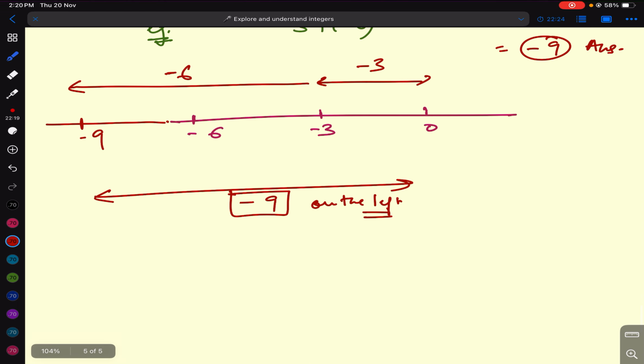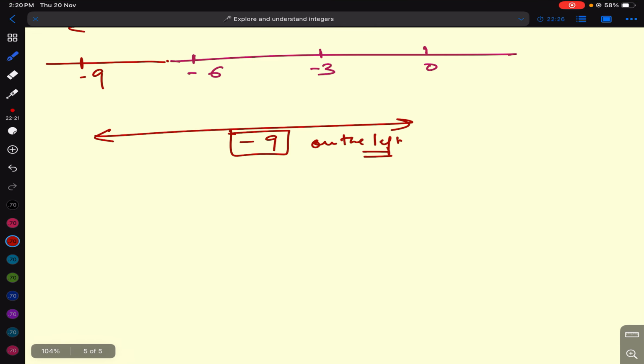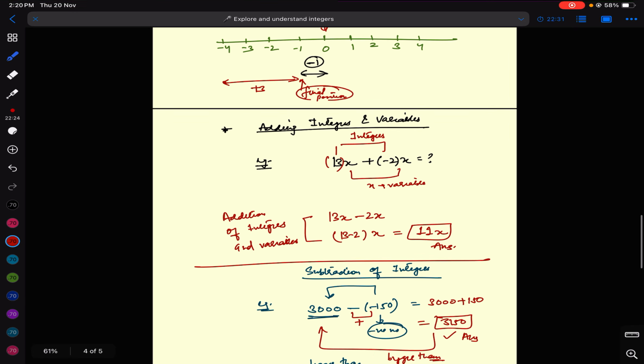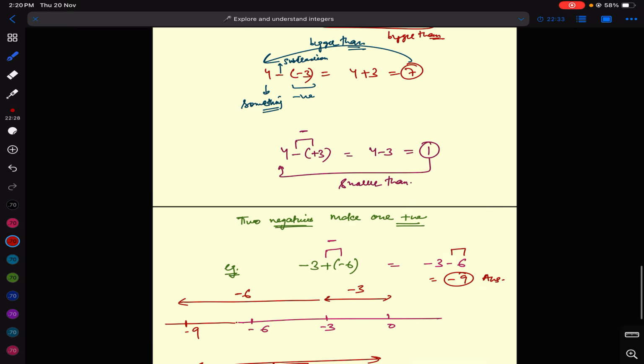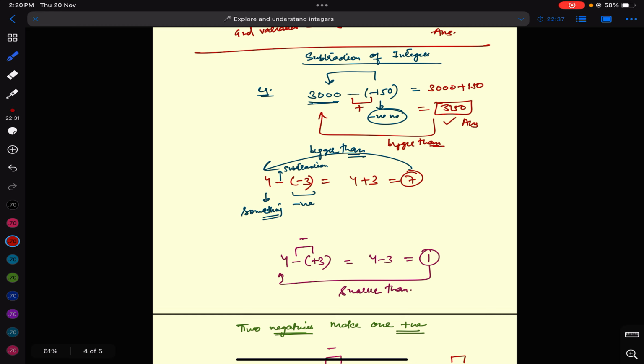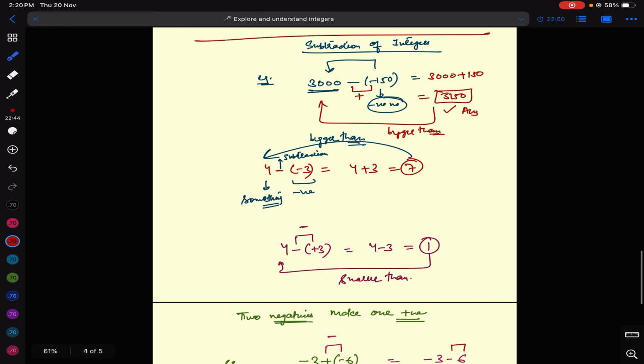Okay, so we have seen how do we add integers, how do we add in the case of integers and variables, then we have seen the subtraction. Okay, and we have also seen then when a negative number is subtracted from something, that even gives you a bigger number as a result. Okay, and I've given you the example of 3000 minus 150, so that will give you 3150.